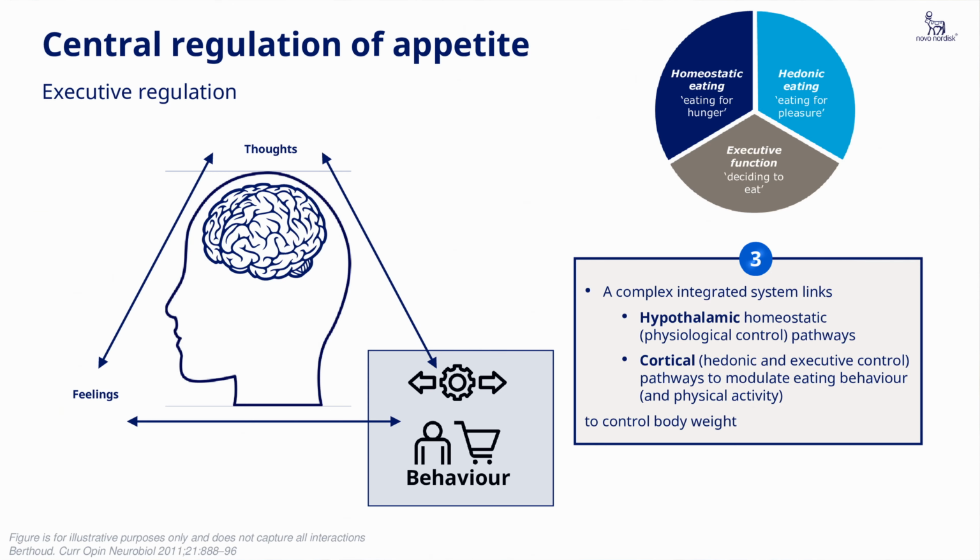So, you realize that when you are eating, you are essentially having three components of your appetite. One, you are eating for your homeostatic functions to be normal, to survive. Secondly, you are eating because you feel happy, and the third is you are deciding whether you eat or you do not eat.